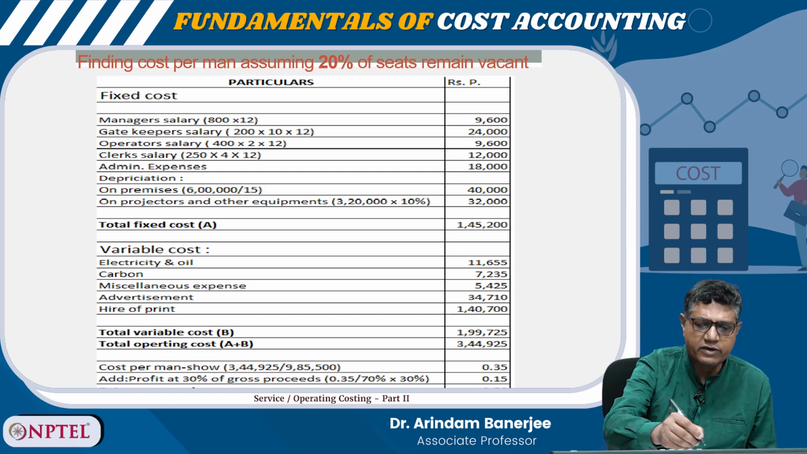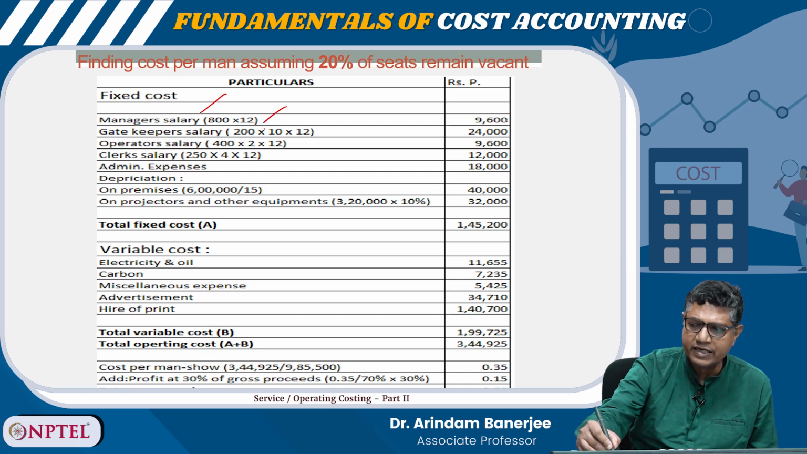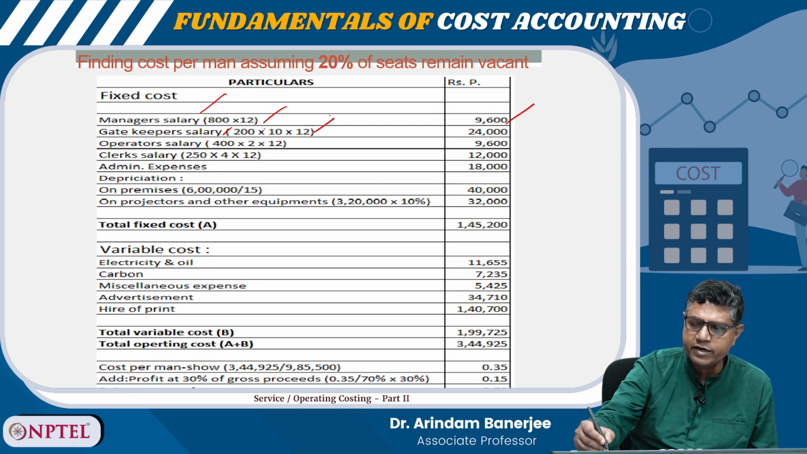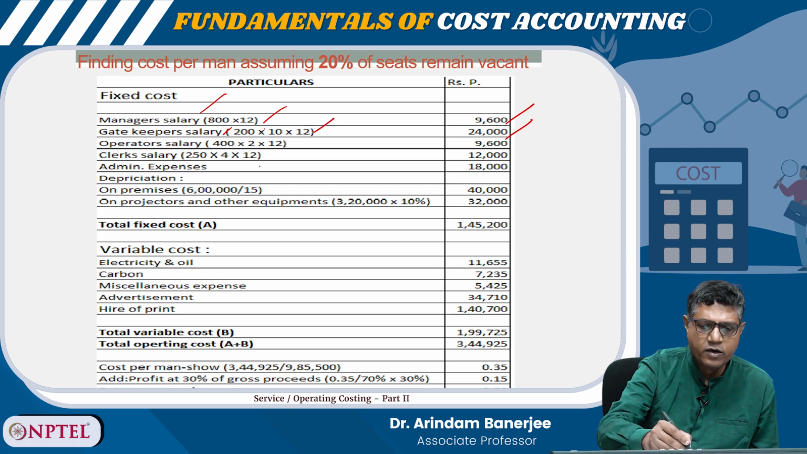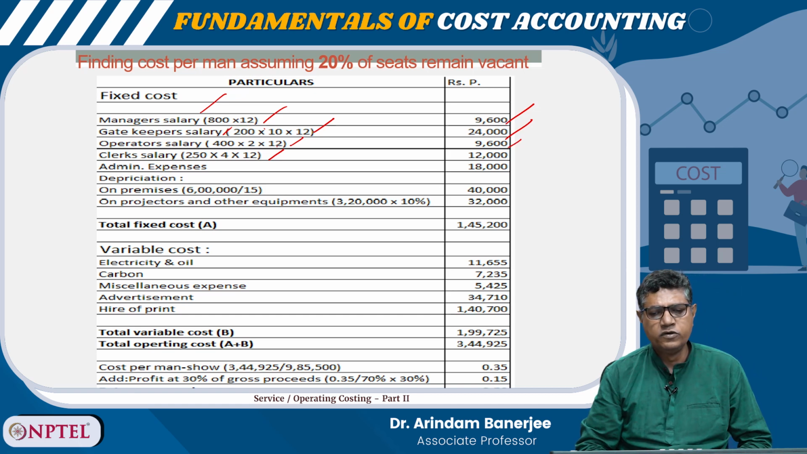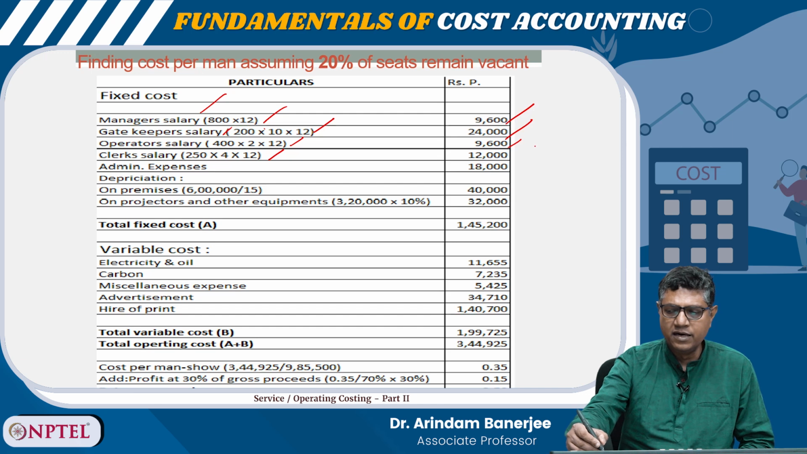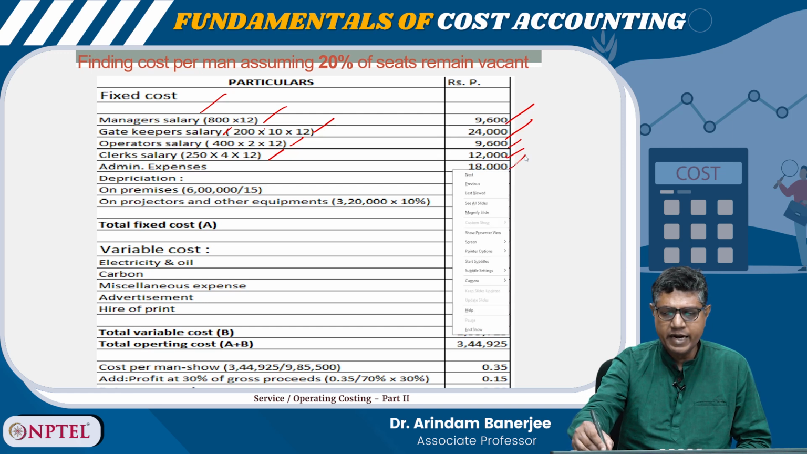So, in the fixed cost, the first one is manager's salary, that is 800 into 12, that is 9,600. Gatekeeper salary 200 into 10 into 12, 24,000. Operator salary 400 into 2 into 12, 9,600. Clerk salary 250 into 4 clerks for 12 months, so it is 12,000, right? Admin expense 18,000.